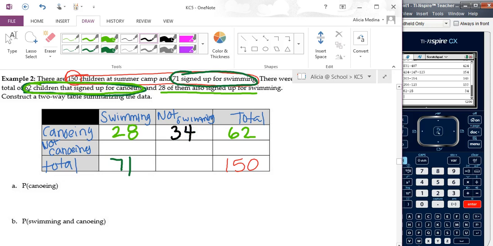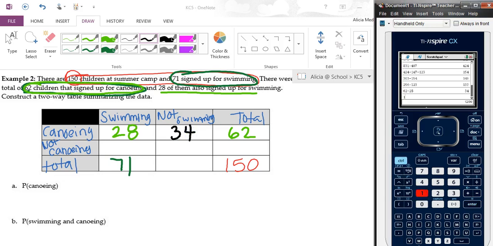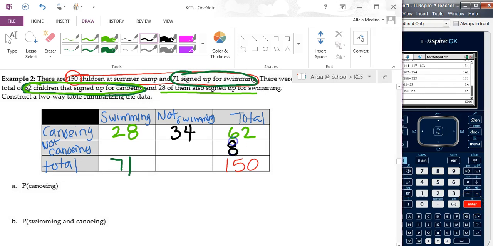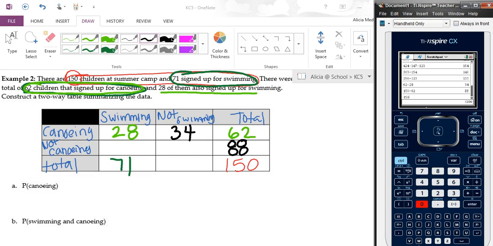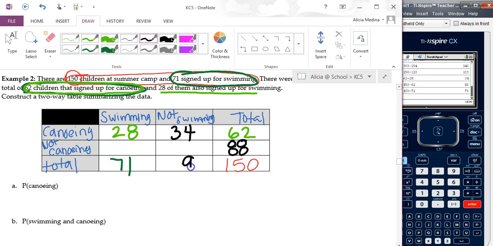If I figure out my totals, I know that there was 150 people total. If I subtract the amount of people that were canoeing, which was 62, that's going to give me the total of 88 people that are not canoeing. If I see my total of 150, again, and I know that 71 of them are swimming, how many are not swimming? Well, we subtract those to get 79.